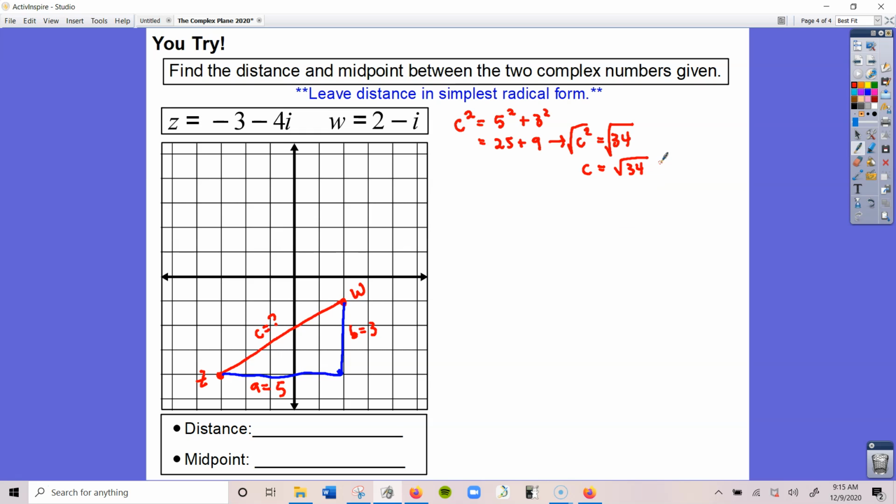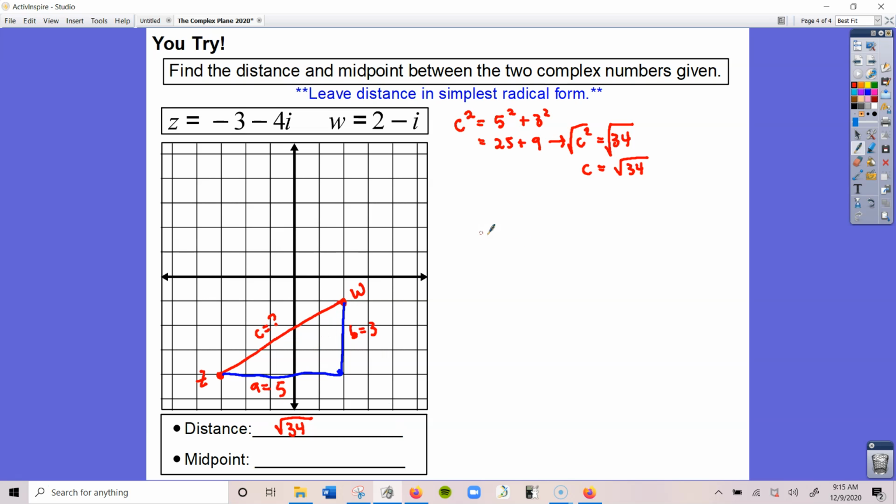Now, if we can simplify this, we would, but the square root of 34, two numbers that multiply to give me 34 are 17 and 2. And 17 and 2 are not pairs and cannot be broken down further. So that is my distance, the square root of 34.